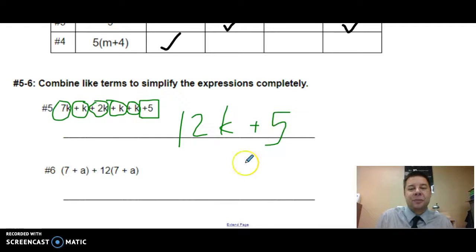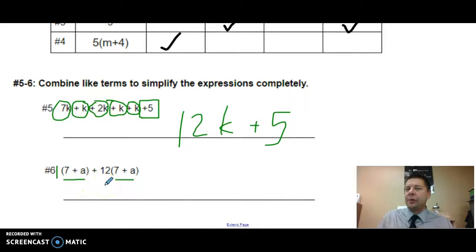I apologize for my poor mouse writing right there, but that's actually not too bad. You can read it. Next up, we have 7 plus a plus 12 times 7 plus a. I want you to point out here that we have 7 plus a both times. That is the same variable part, or an identical variable part, which means they're like terms. So we can think that there's an invisible 1 here as a coefficient. So I have 1 (7 plus a), and then I'm going to add that to 12 (7 plus a)'s.